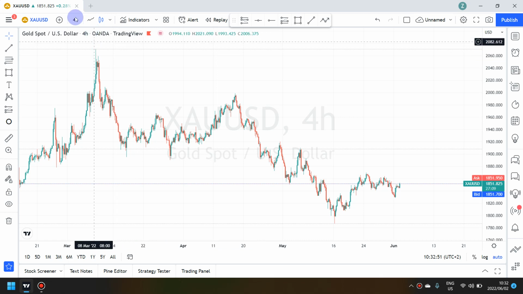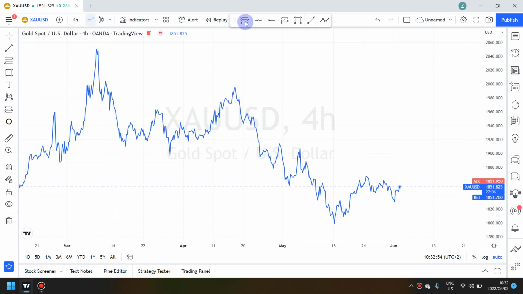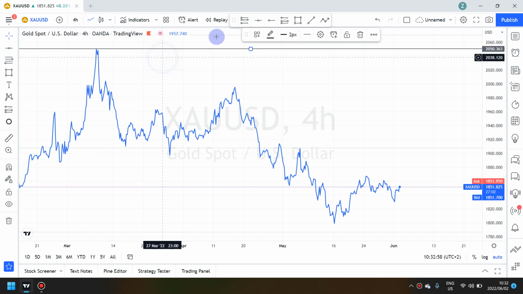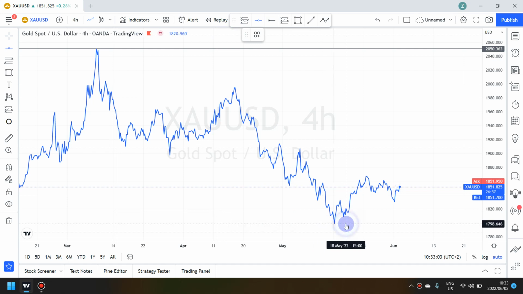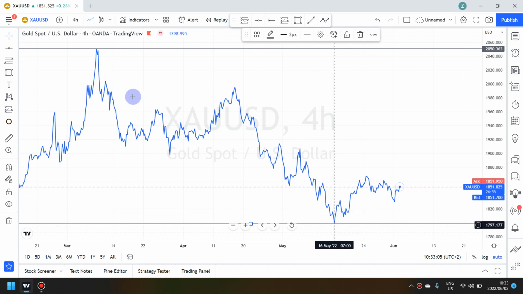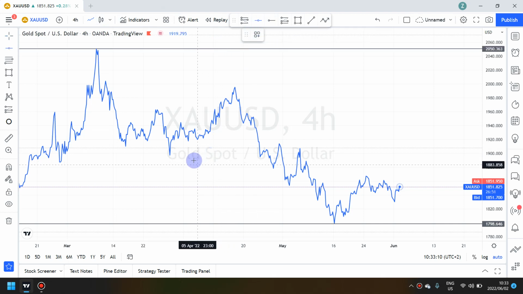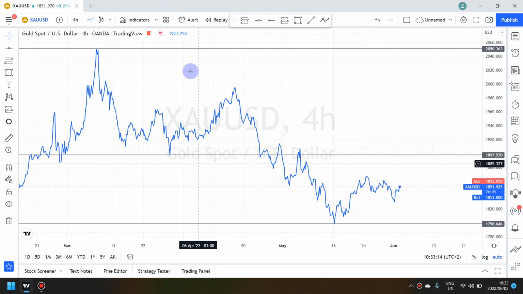So as usual, I start from a higher time frame, switch to a line graph, and then identify my key levels. I identify key levels at my lowest low and then my previous highs and lows. So this would be my previous high, my previous low, and this my previous high.